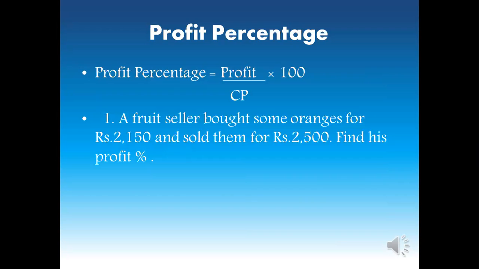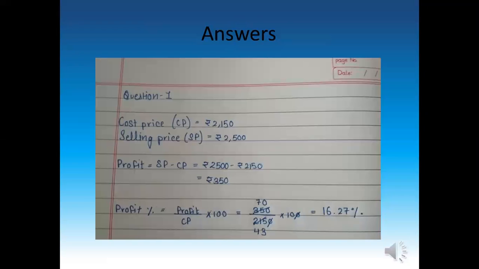So the question here is, a fruit seller bought some oranges for rupees 2,150 and sold them for rupees 2,500. Find his profit percentage. On the next slide, we will get the answer. This is the answer. To solve, first we will write the cost price and the selling price. Here the cost price is rupees 2,150 and the selling price is rupees 2,500.